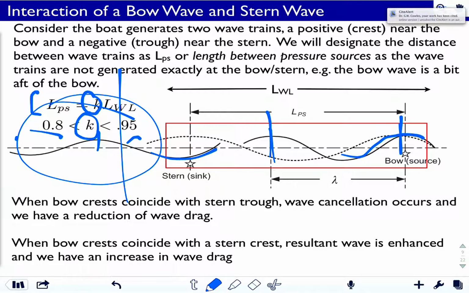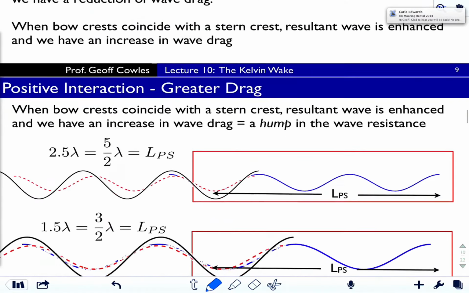How do we reduce the wake? We can interact this bow wave and the stern wave in such a way that they cancel each other out, at least partially. But that will only happen under certain conditions. And let's look at those conditions.